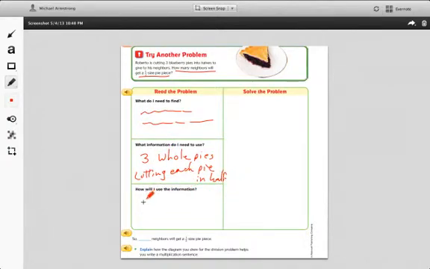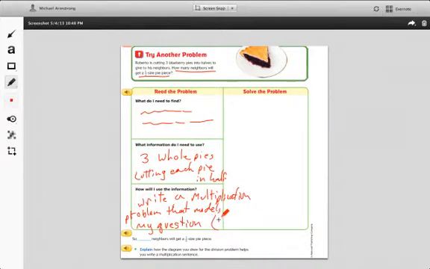How will I use the information? Well, I will write a multiplication problem that models my division problem. That's a big word. I'll write a multiplication problem that models my question. And I will also draw a diagram.